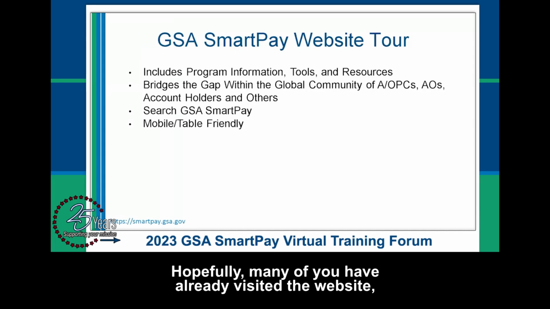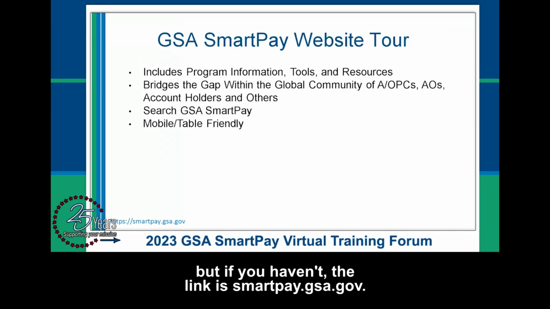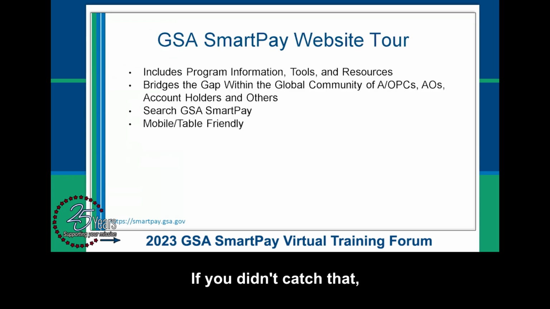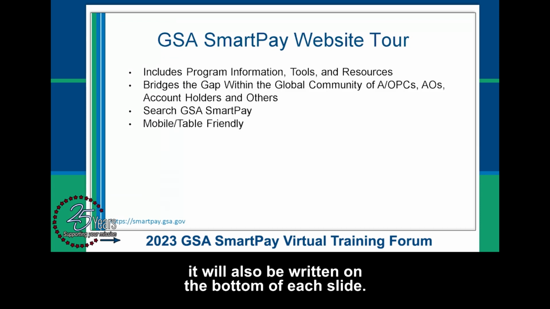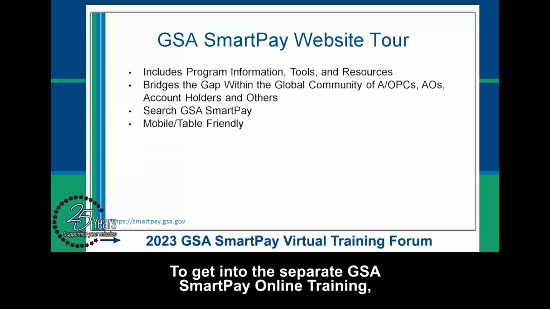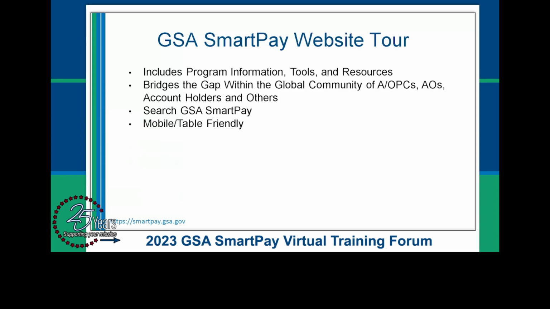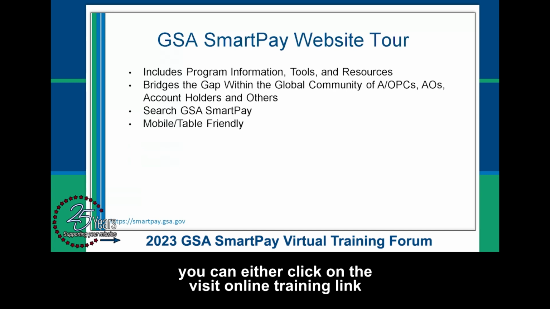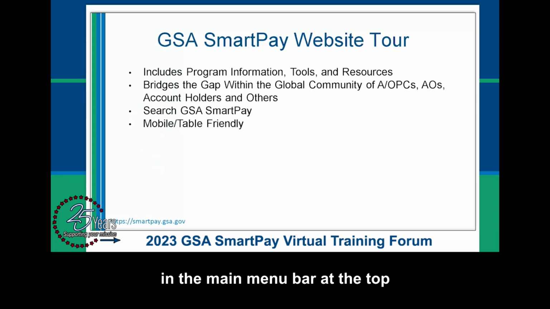Hopefully, many of you have already visited the website, but if you haven't, the link is smartpay.gsa.gov. If you didn't catch that, it will also be written on the bottom of each slide. To get into the separate GSA SmartPay online training, you can either click on the Visit Online Training link in the main menu bar at the top of the SmartPay website, or go directly to training.smartpay.gsa.gov.